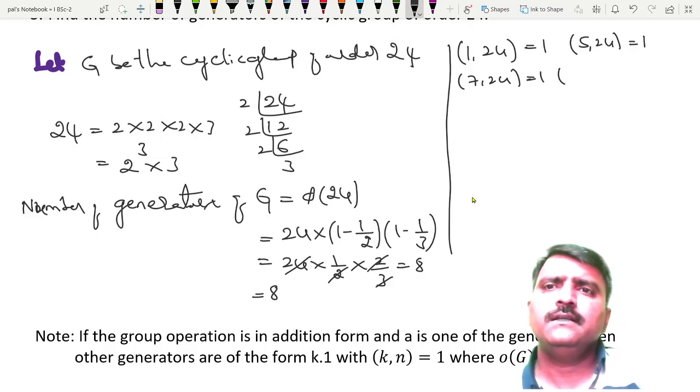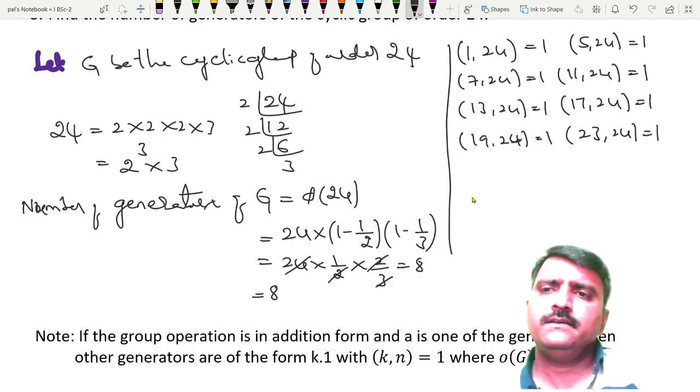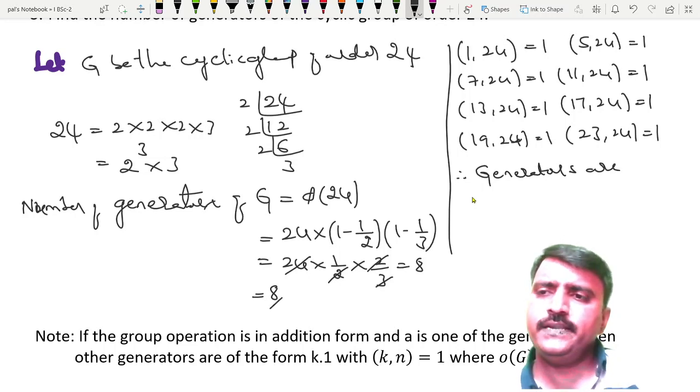10 and 24 does not work. 11 and 24. 13 and 24. And not 15, 16 does not work. 17 and 24. 19 and 24. 23 and 24, GCD is also 1. Okay, so therefore the number of generators is 8.